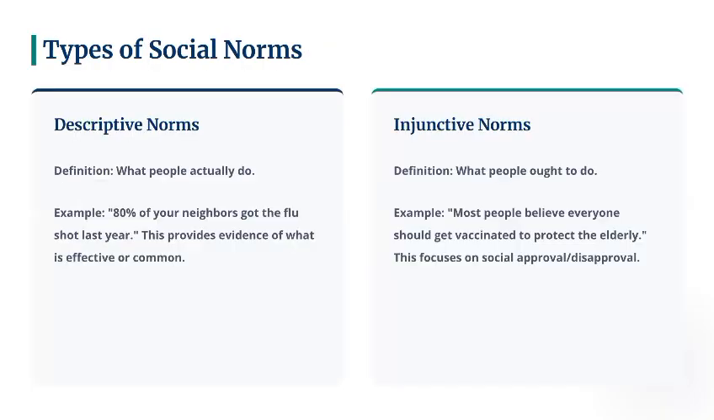Now we have types of social norms: descriptive norms and injunctive norms. Descriptive norms are about what people actually do. For example, telling a patient that 80% of your neighbors got the flu shot. This provides evidence of what is common. And injunctive norms, these are about what people ought to do, the moral weight. For example, most people believe everyone should vaccinate to protect the elderly. This focuses on social approval.